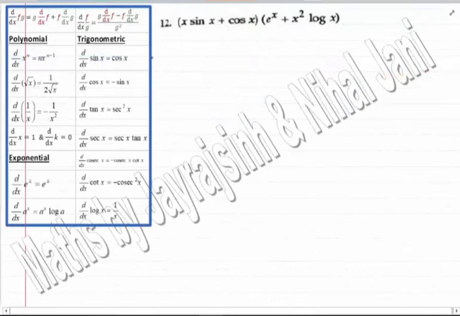Let's do another tough question. Question number 12. It is also multiplication of two brackets. First one, x sin x plus cos x, and the second one is e raised to x plus x square into log x.